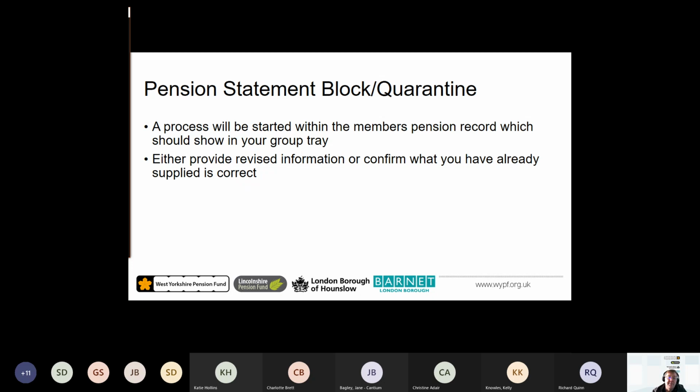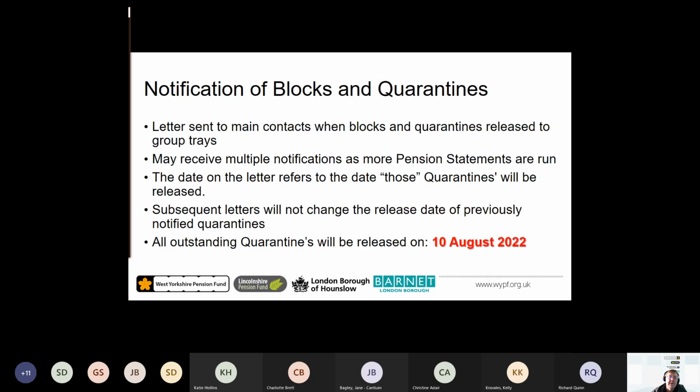But say you get a pension statement and block, it will go in your group tray on the employer portal, and the letter will be sent to the main contacts via email when those blocks and quarantines are released to your group trays.